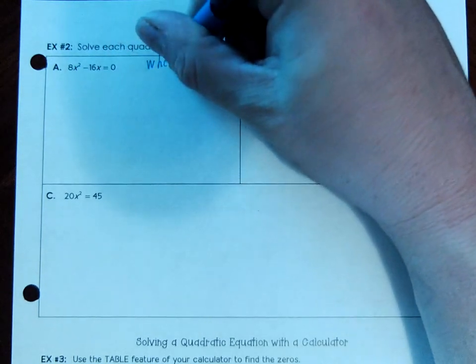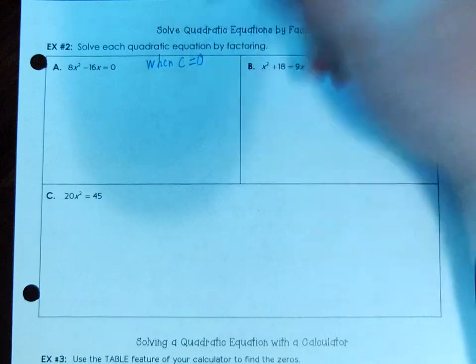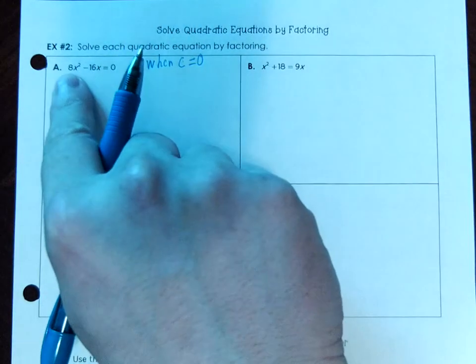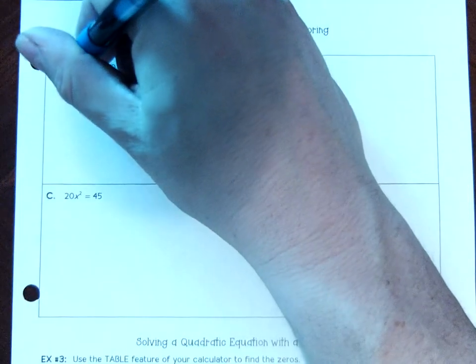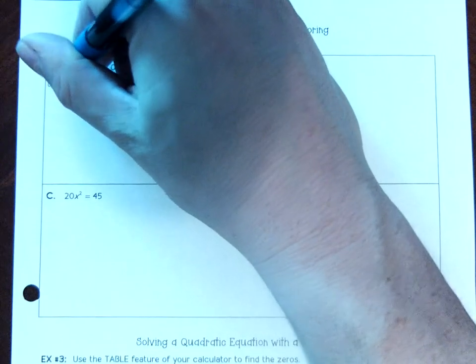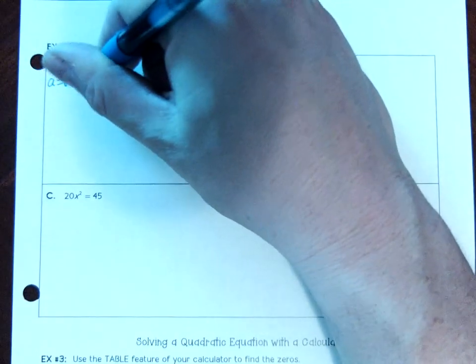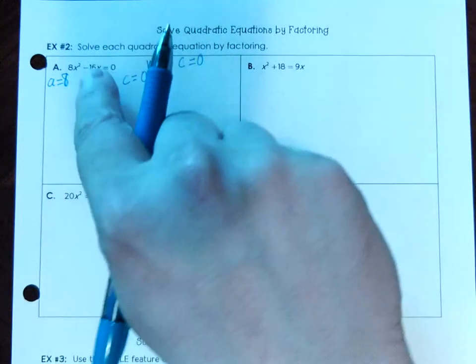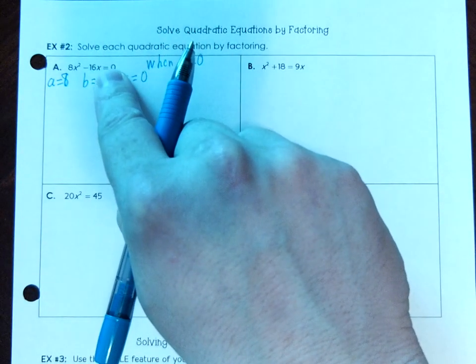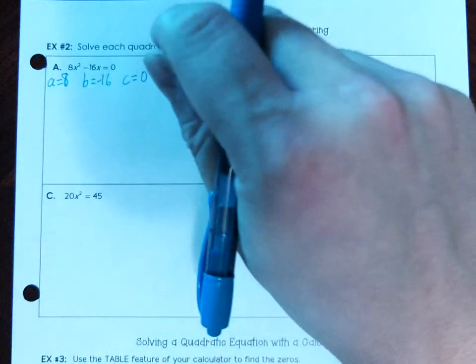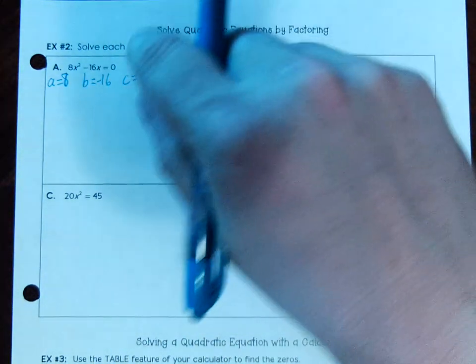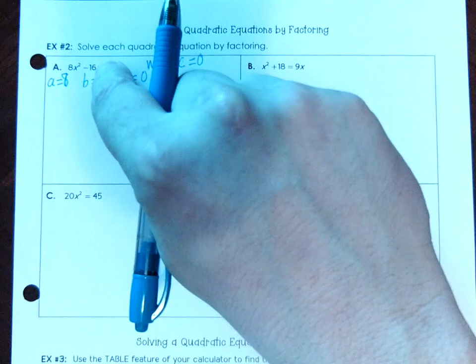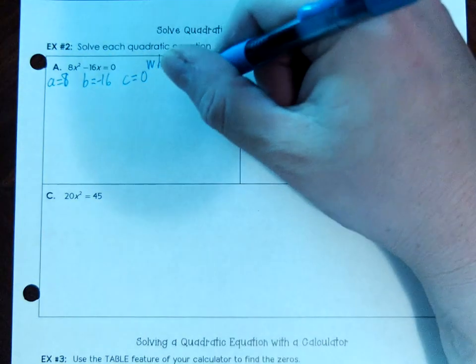So when C is equal to 0, every time that C is equal to 0, notice A is 8, this is A again, B is negative 16, there's no value of C here because there's no constant, or in other words the constant is plus 0. When C is equal to 0, what you can do is factor out a common term between the first two.